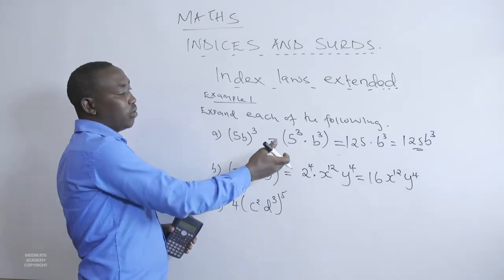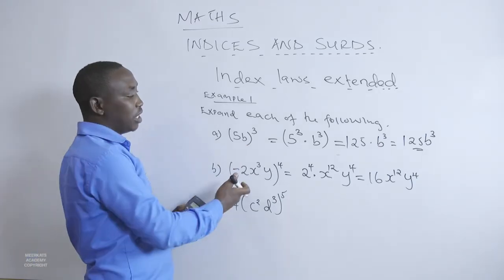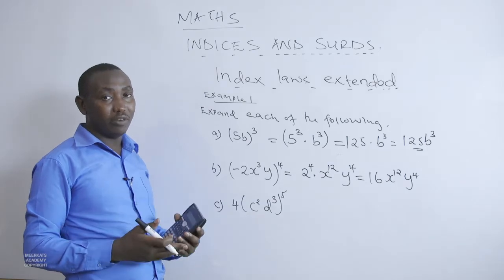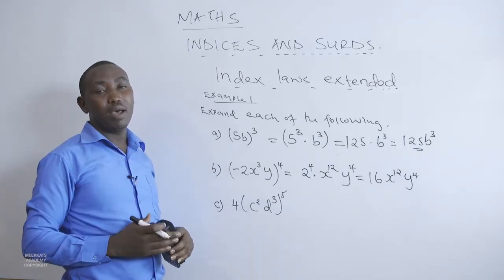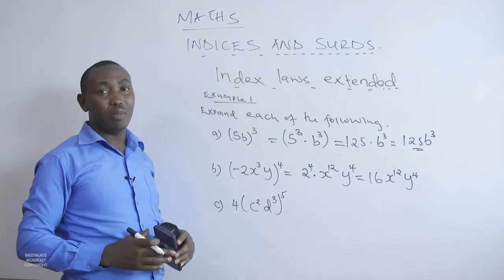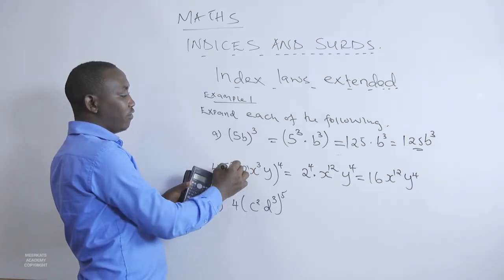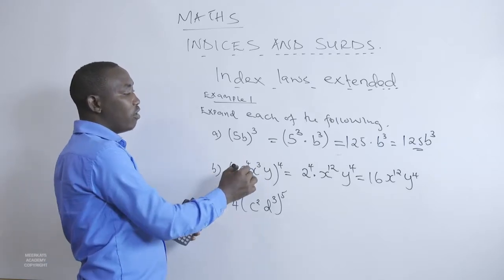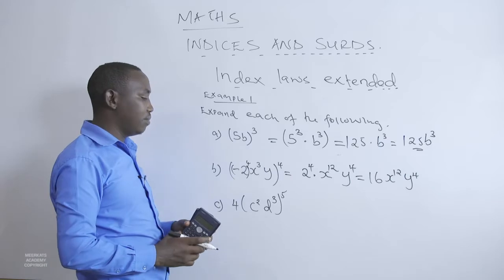But let's say this was an odd power, let's say 5, then that means our result will obviously be negative, because a negative number raised to an odd power remains negative. Or you should have taken the whole of this as negative 2 raised to the power of 4, which will have still given you positive 16.